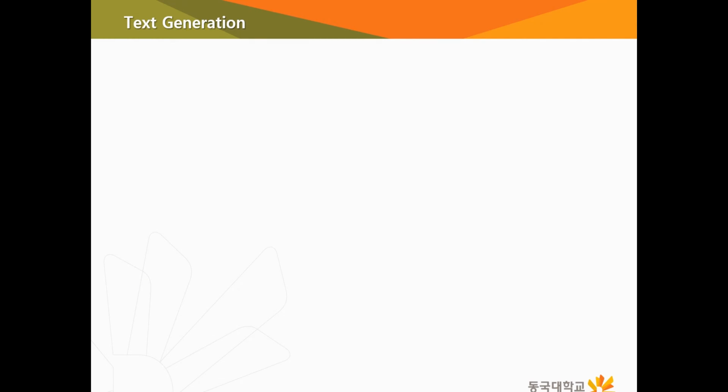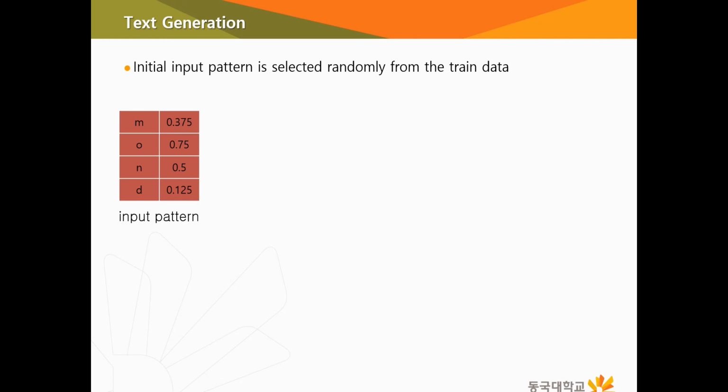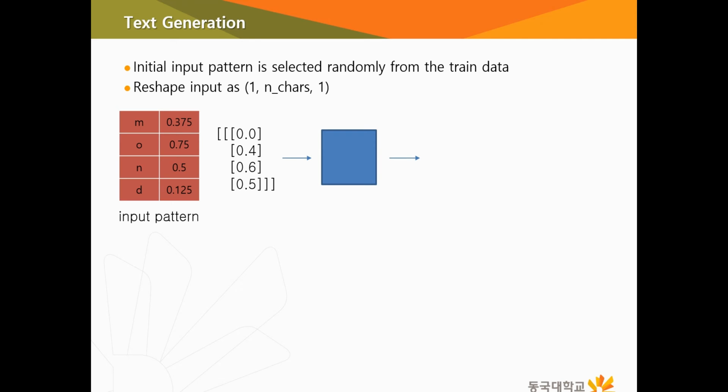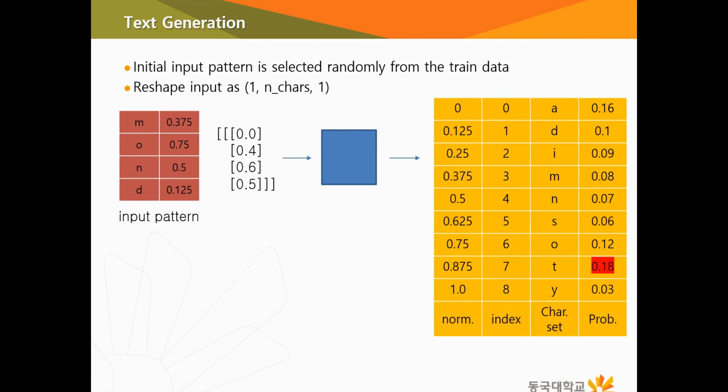With the model weights, now you can generate a sequence of text by predicting the next character starting from an initial input pattern. And the initial input pattern can be selected randomly from the training data. And let's say the selected input pattern is "im" or "nd", and the normalized value for each character is passed to the model, and before it is passed to the model, it must be reshaped as 1 by the number of characters by 1, and the reshaped input vector is passed to the model, and it generates the probabilities for each character in the vocabulary.